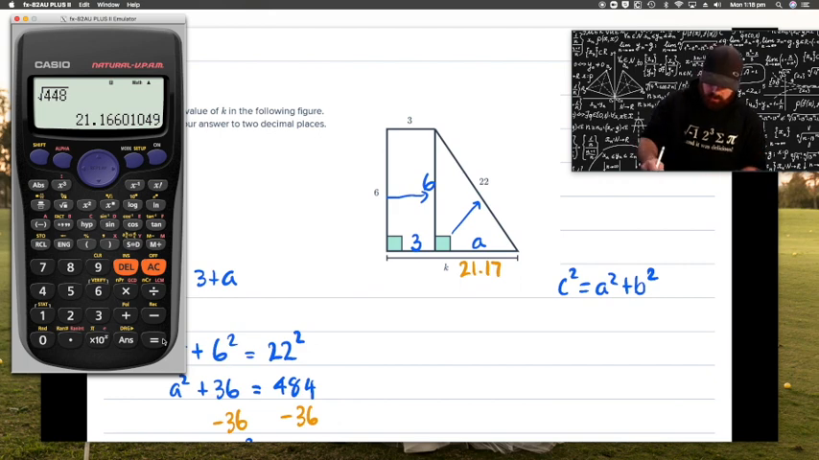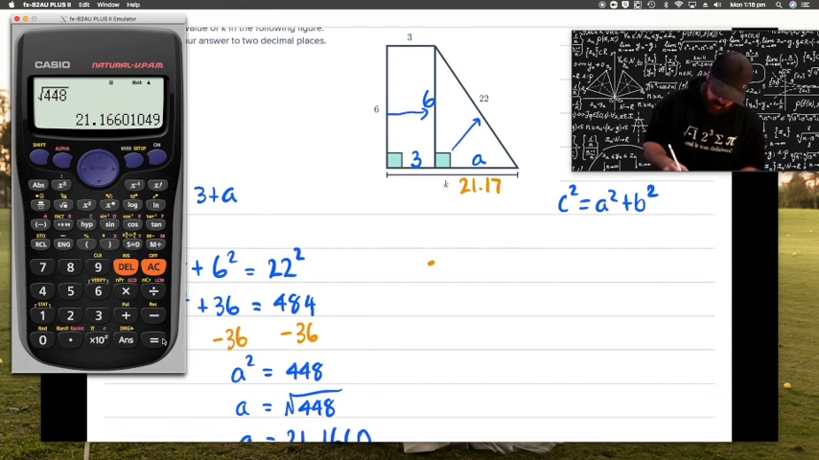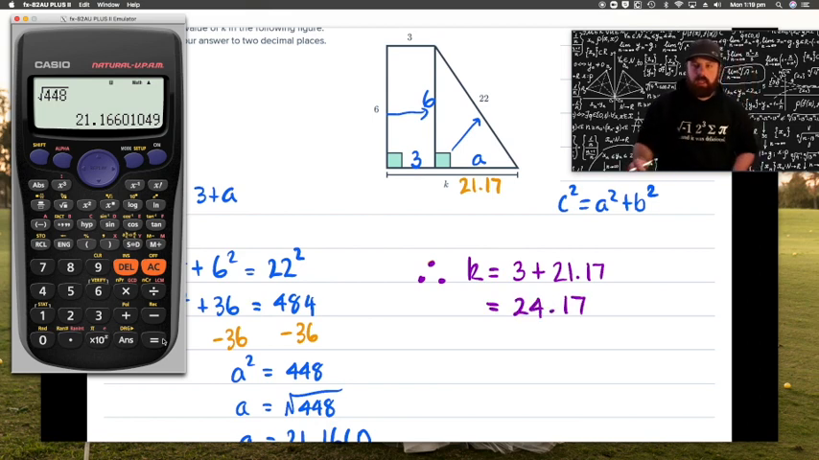So finally, answering our question there, I want a different color. Let's go purple. Therefore, K is equal to 3 plus 21.17, which is 24.17, and its units, whatever length that we wanted.